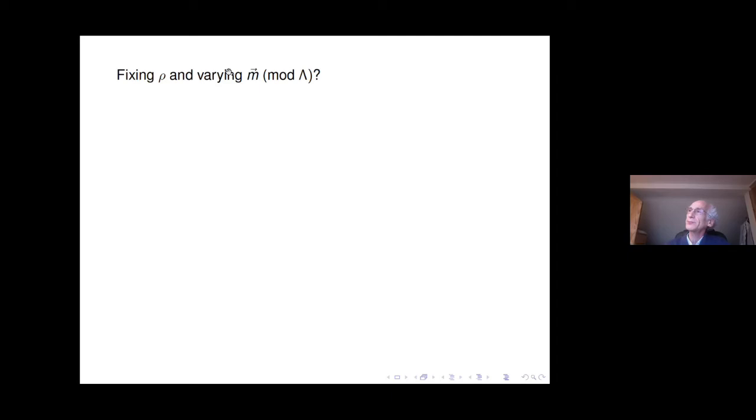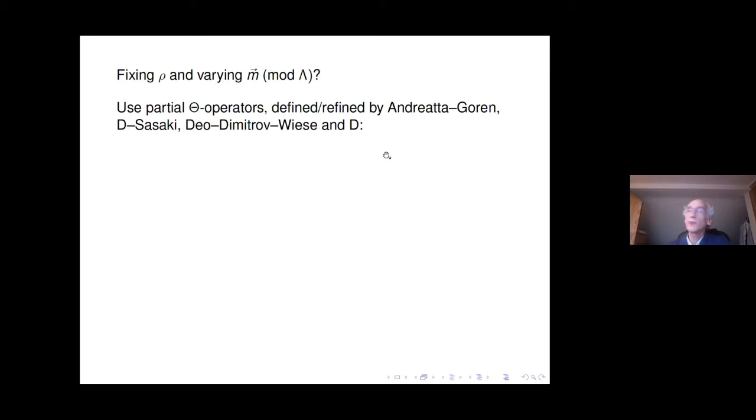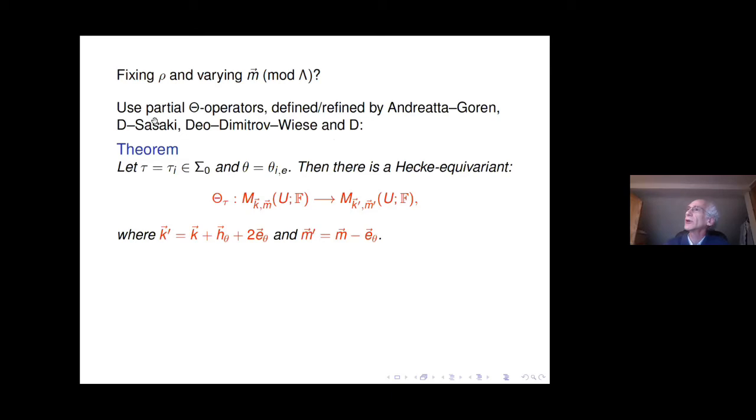And the theta operator is really twisting the line bundle. It's altering the weight, but fixing the Galois representation. And you see that better from the point of view of partial theta operators as defined by Andreatta and Goren and generalized to the ramified setting. So with Sasaki, we looked at the construction of theta operators of Andreatta and Goren and simplified it some. And there, Dimitrov and Vasiliev looked at these partial theta operators in the ramified case.